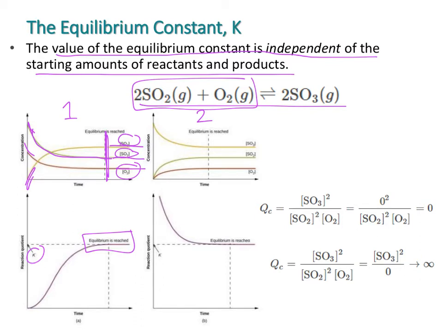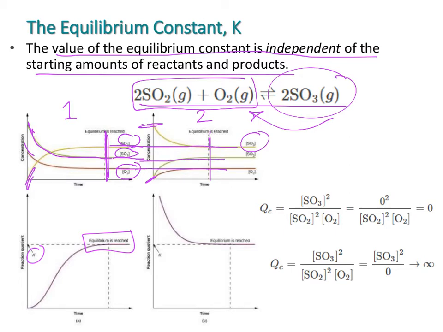Now let's look at situation 2. In situation 2, you're actually starting off with your product. So you see how you have a high amount of product and you have no reactant just yet. In that case, you started off on this side and you're going towards the reactants. But either way, when you reach equilibrium, those concentrations are the same as what we looked at earlier.